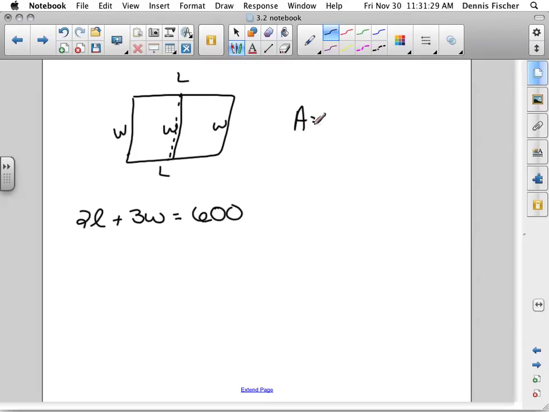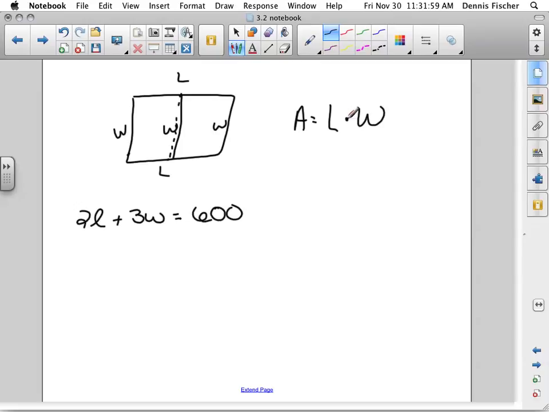what is that? Length times width. And what are we maximizing? Area. So we're going to have to work with that formula, but right now that formula has two variables. So we have to substitute one of the variables in. Doesn't matter which one. I'm going to substitute in for L.